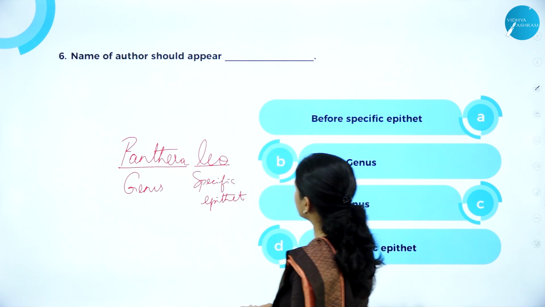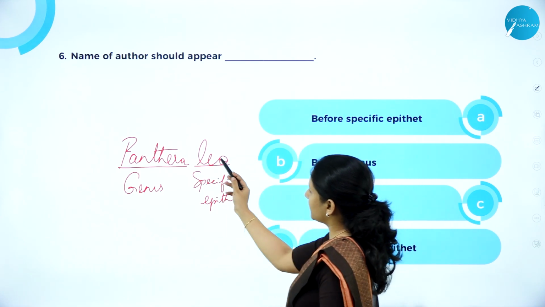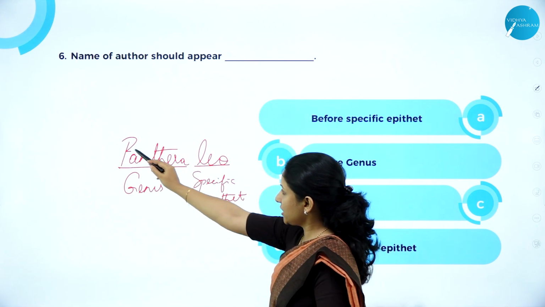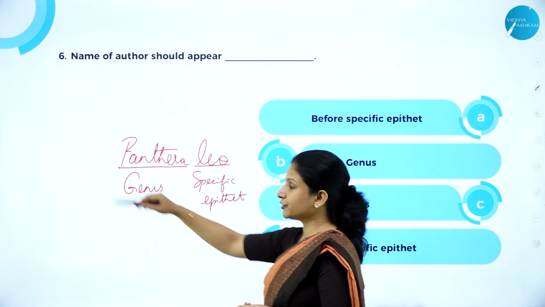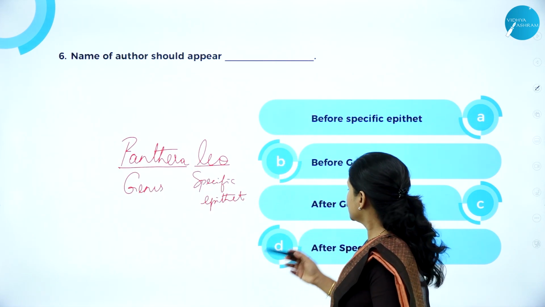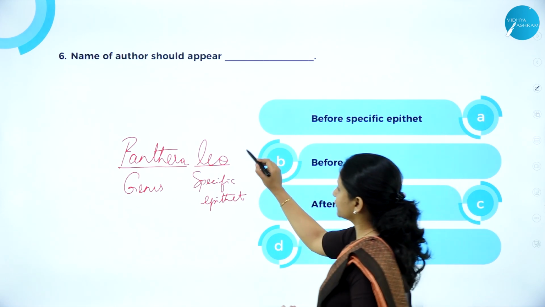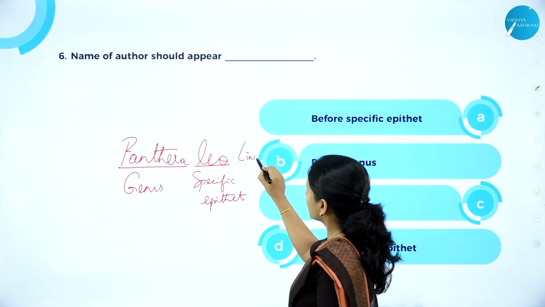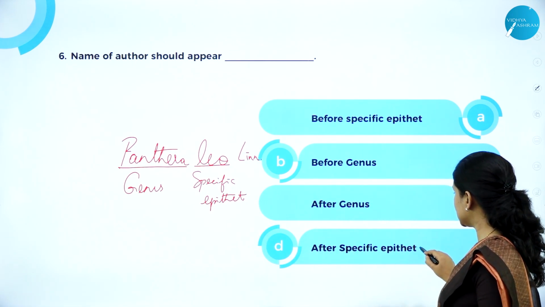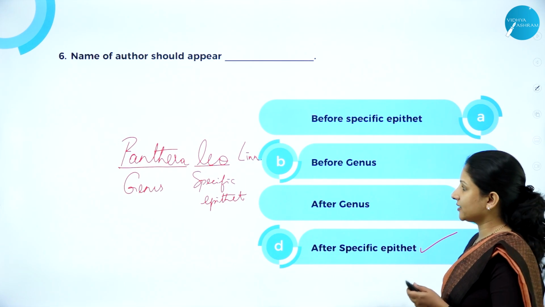So where are we supposed to write it? Are we supposed to write it before the specific epithet? No, that is wrong. Or before genus? Here? No, that is also wrong. Or after genus? Here? No, it's wrong. So where are we supposed to write it? We are supposed to write it after the specific epithet. So the answer D, that is after specific epithet, is correct.